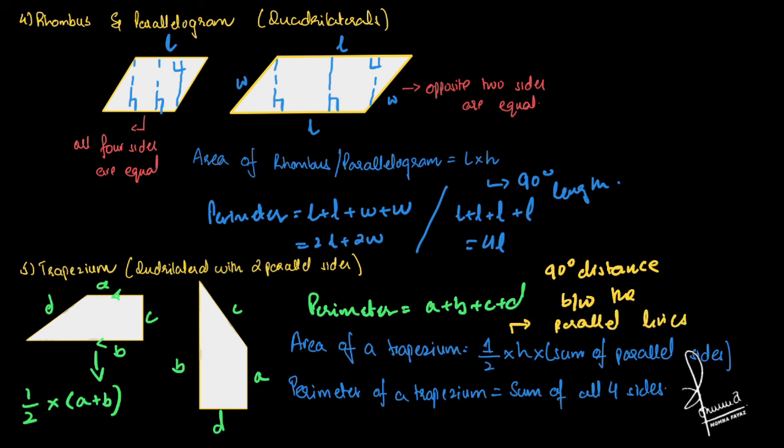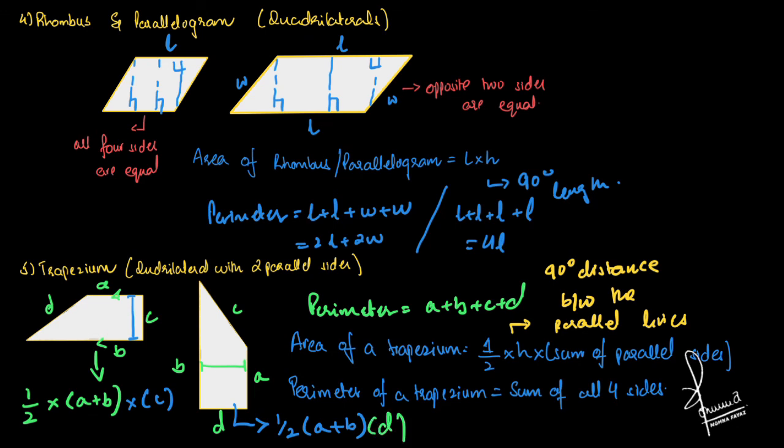So in this first case over here, if A and B are your parallel lines, your height will be this, which is C. So you will do multiplied by C. If you're looking at this second trapezium, your parallel sides are again A and B. So you will do half into A plus B. This time your height again is the perpendicular distance, but this time it is this length over here. So you will do multiplied by D.